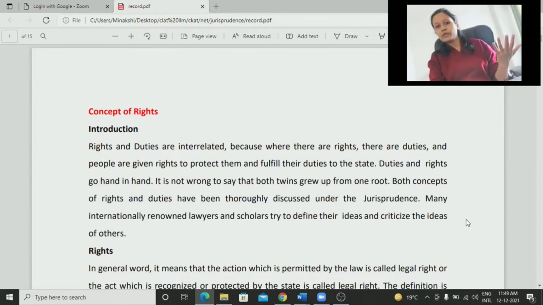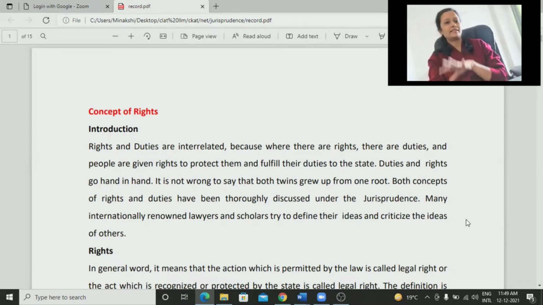But then what are duties? For you to be able to enjoy your right to life, someone else will have a duty. Duty to respect your right. Duty not to interfere in your personal life. Duty not to harm you unnecessarily. So rights and duties, these two concepts are interrelated with each other. When there are rights, someone else has to have a duty. Otherwise, you will not be entitled to enjoy it.